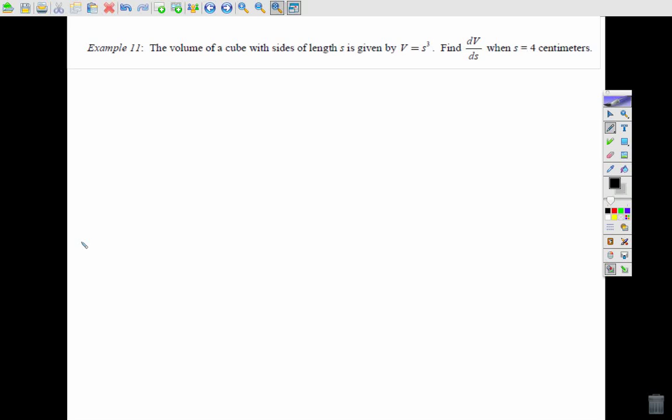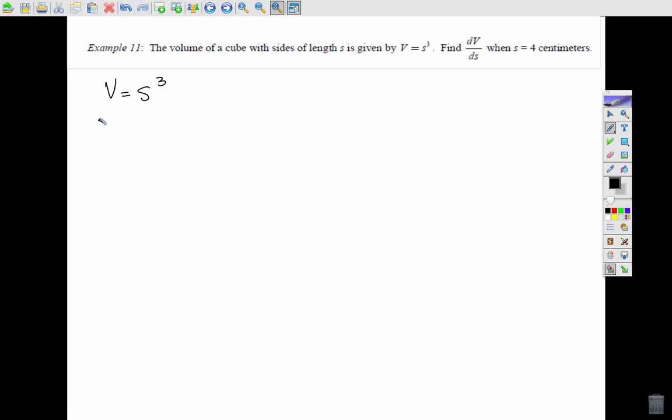Let's see. Number 11, example 11. The volume of a cube with sides of length s is given by v equals s cubed. Find dv/ds. That means the derivative of v with respect to s when s equals 4 centimeters. How do we do this? Okay, so I was thinking for a second in my head that this was the extra credit on the test, but it's not exactly the same. All right, so how do we do that?